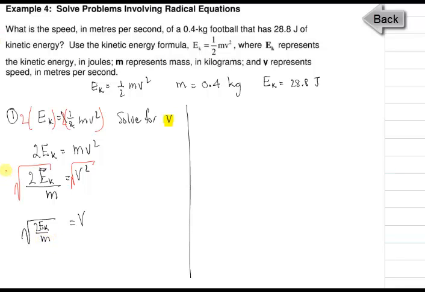Now remember, when you square root both sides, one side should read plus or minus. Okay, and we're going to make the left plus or minus. Now you only want to consider one, either the positive or the negative, right? And you only want to consider the positive simply because you can't have a negative speed on a football. So we will only consider v is equal to the square root of 2e subscript k over m.